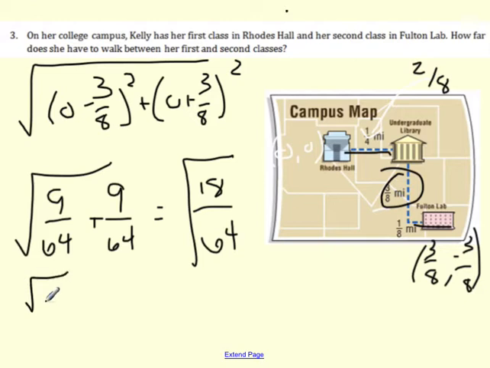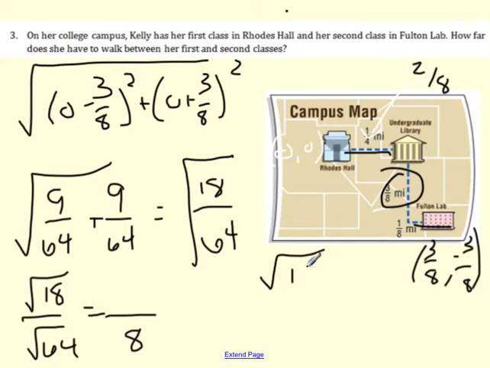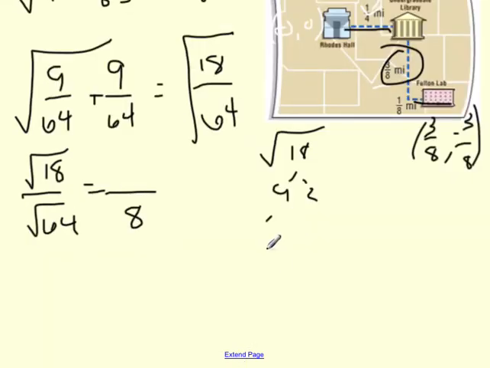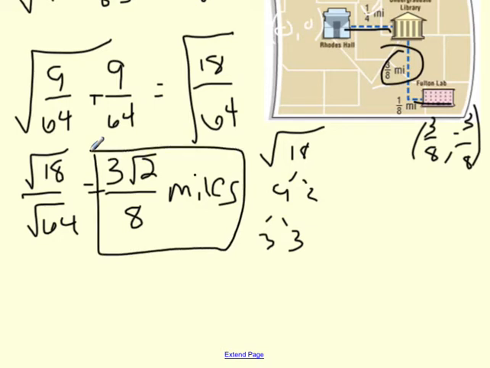So now let's break these up into two fractions. Well, I know the square root of 64 is a whole number, so I don't even have to rationalize the denominator. That's just going to be 8. But what I do need to do is break down the square root of 18. Well, 18, I can do 9 and 2, and then I can do 3 and 3. So I can take out a pair of 3's, and then left underneath the radical is 2. That fraction cannot be simplified anymore. So if I were to walk diagonally, I would be walking 3 square root of 2 divided by 8 miles.